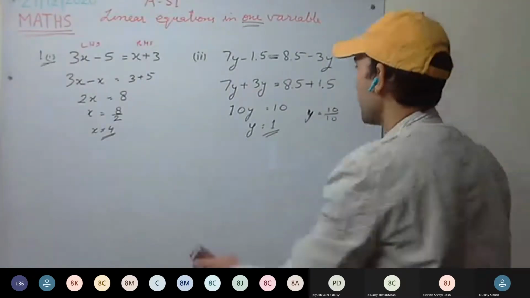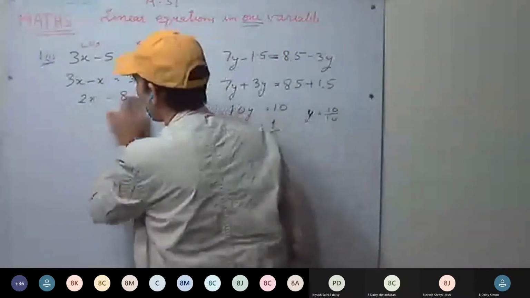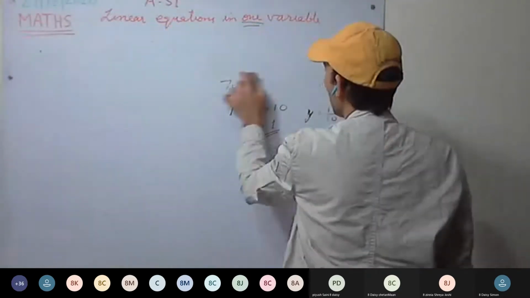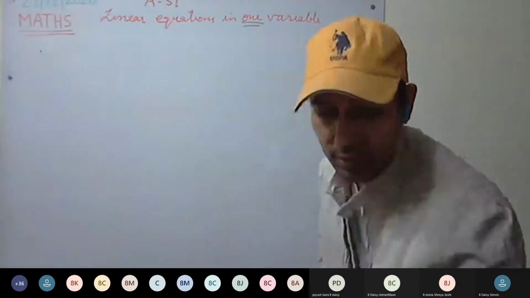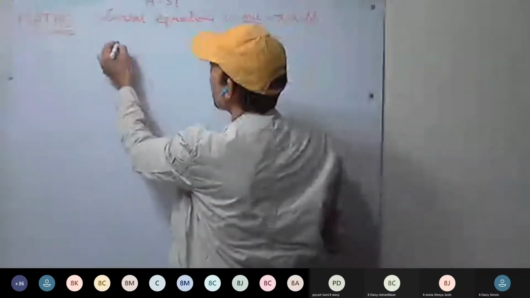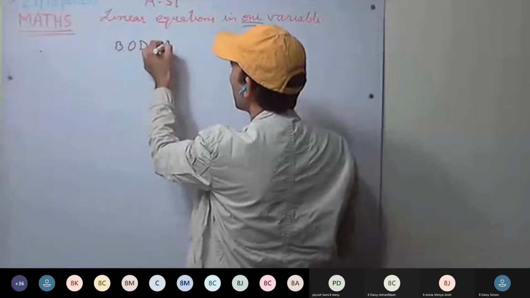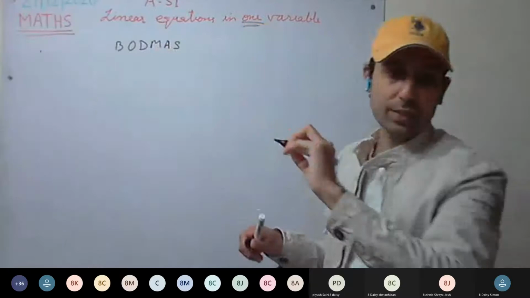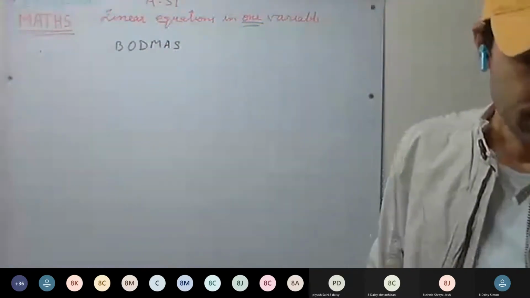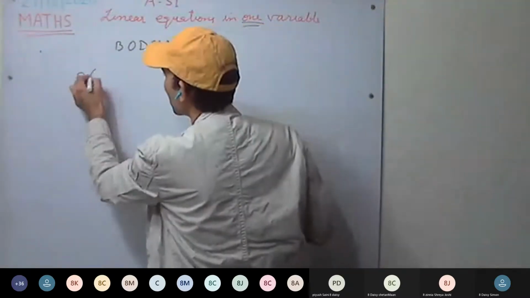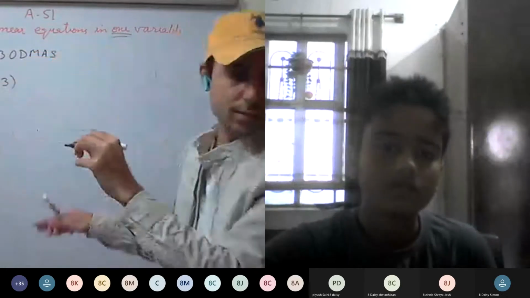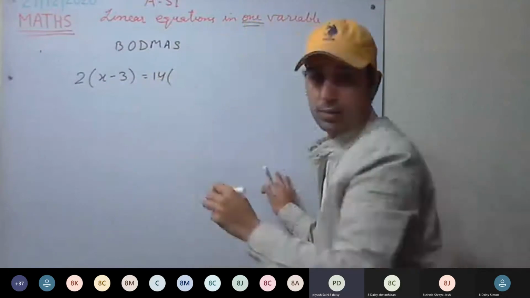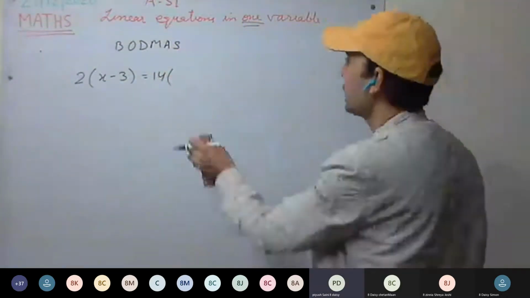Okay, solve the next one. So first you have to open the bracket. Always follow BODMAS. You all remember BODMAS? Yes, sir. First bracket, then of, then division, then multiplication, addition, then subtraction. Addition and subtraction, that's up to you. 2 into (x minus 3) equal to 14 minus 3x. Keep doing.